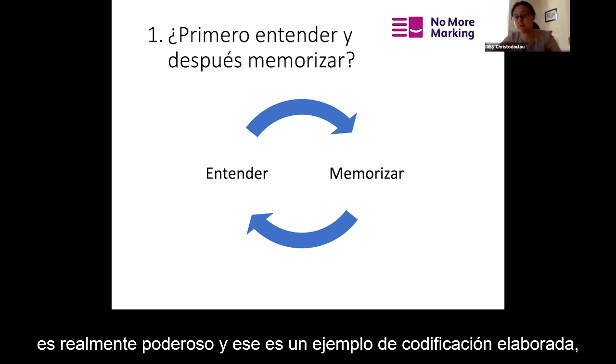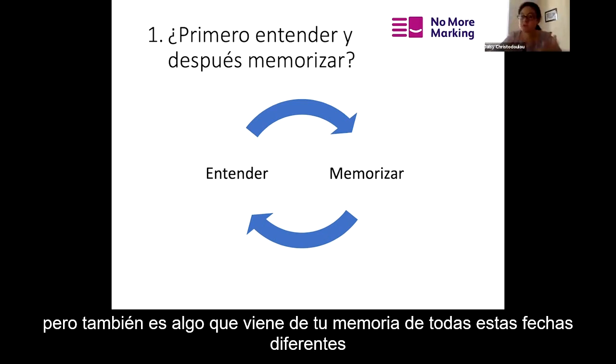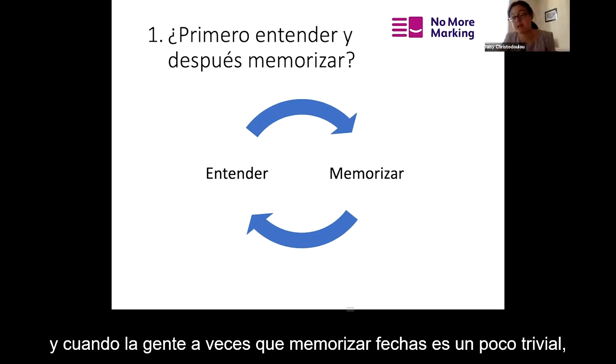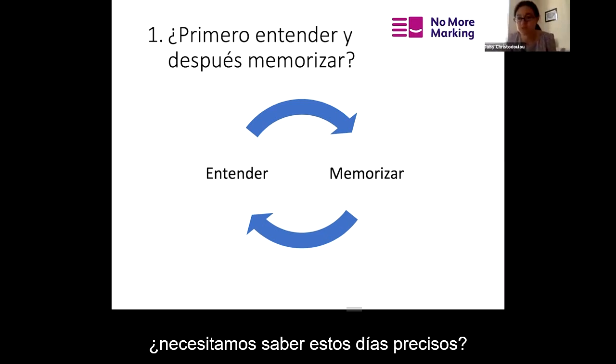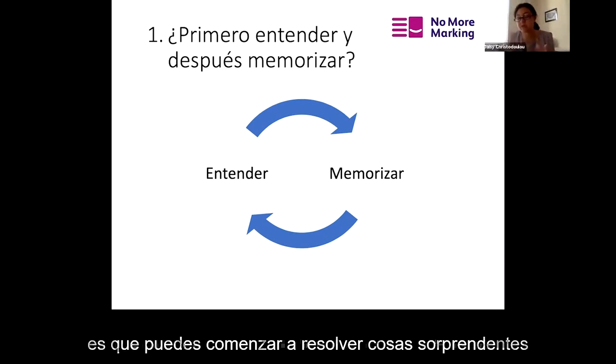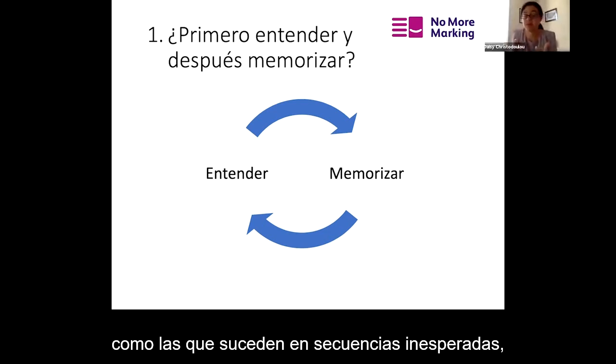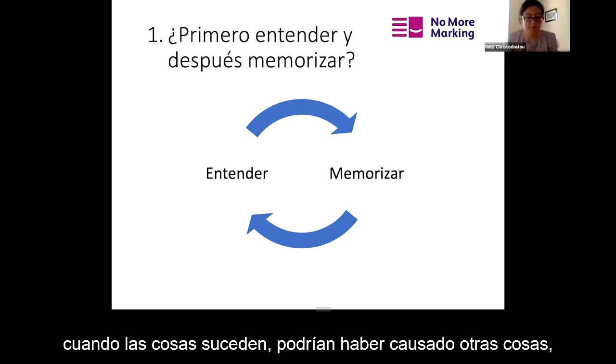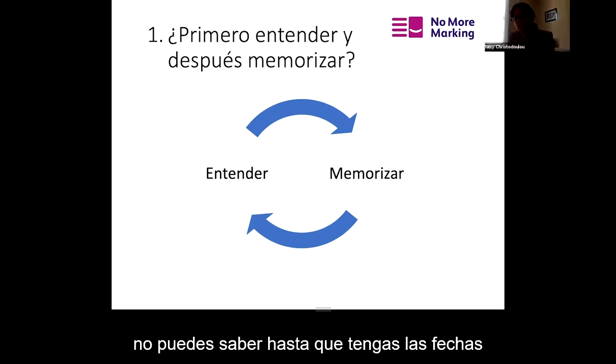And that's an example of elaborative encoding, but it's also something that's coming from your memory of all these different dates. And so when people sometimes say, oh, memorizing dates, isn't that a bit trivial? You don't really need to know these precise dates. Well, the advantage of knowing the precise dates is you can start to work out surprising things, like when things happen in unexpected sequences, when things happen, they might have caused other things. You can't know those until you have the dates.